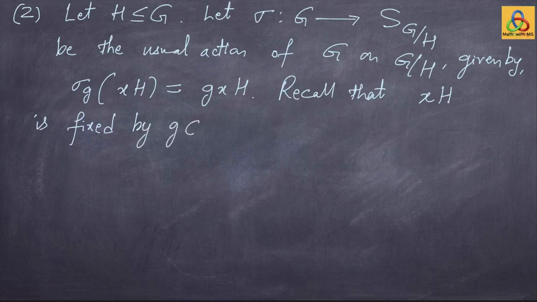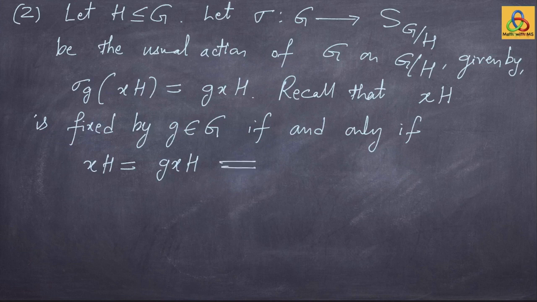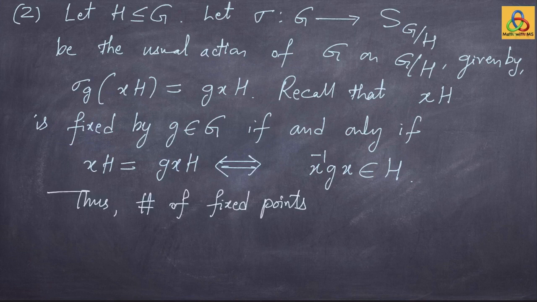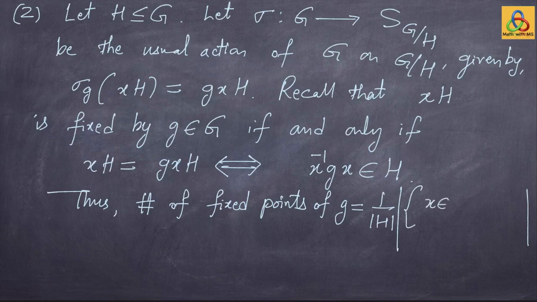Recall that a coset xH is fixed by g belonging to G if and only if, by definition, xH is the same as g of xH, which happens if and only if x inverse gx is in H. So x inverse gx could be any element of the subgroup H. Thus, the number of fixed points of the element g is the same as 1 by cardinality of the subgroup H into cardinality of this set, that is all those x in the group G for which x inverse gx is in the subgroup H. Now let us repeat the same process as we did in example number 1.